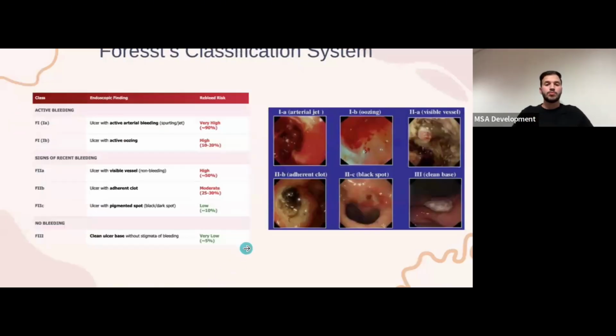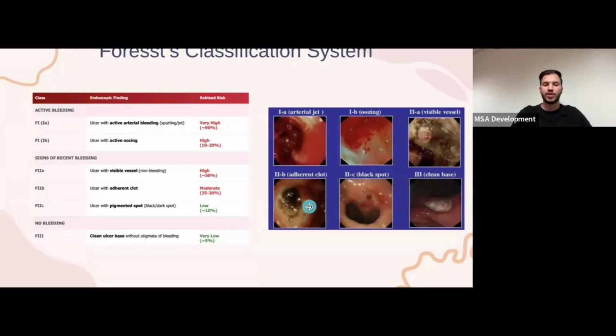Forrest classification, it's a classification based on the appearance of the ulcer on endoscopy. So we have F1A, F1B, we have F2A, F2B, F2C, and F3, okay? So F1A, as you can see here, it's ulcer with active arterial bleeding. F1B, as you can see here, we have ulcer with active oozing. F2A, it's ulcer with a visible vessel, okay? However, it's not bleeding, yani.